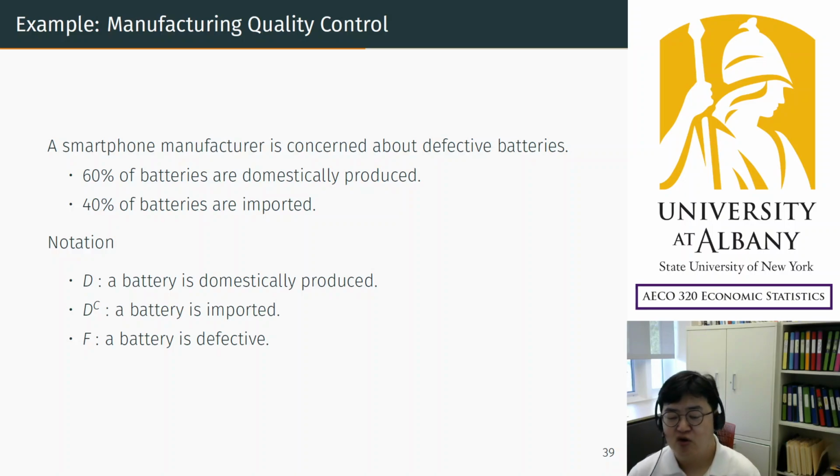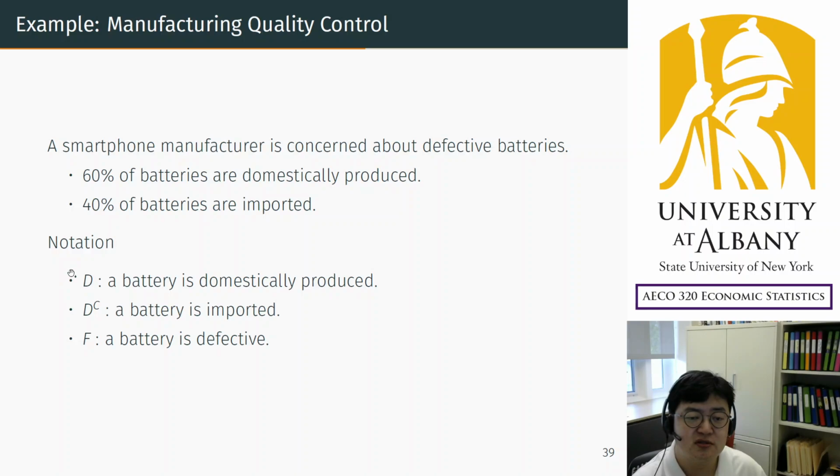Suppose that you are the CEO or a quality control manager at a smartphone factory. So I'll assume that a smartphone manufacturer is concerned about defective batteries. And I'll simplify the example. Of course, again, the numbers are just fake, made-up numbers. I assume that in a smartphone, 60% of batteries are domestically produced, and the other 40% are imported.